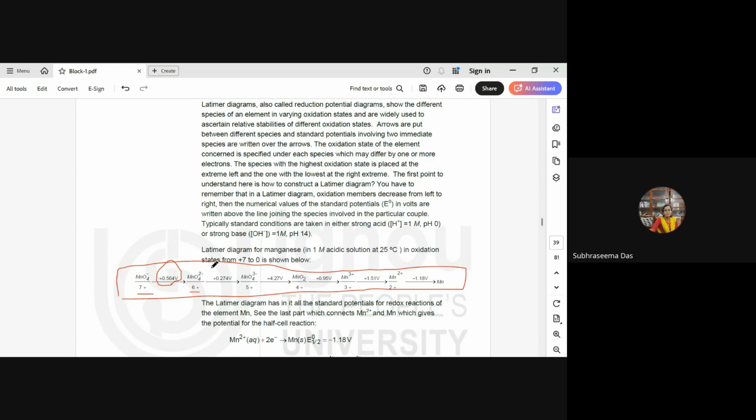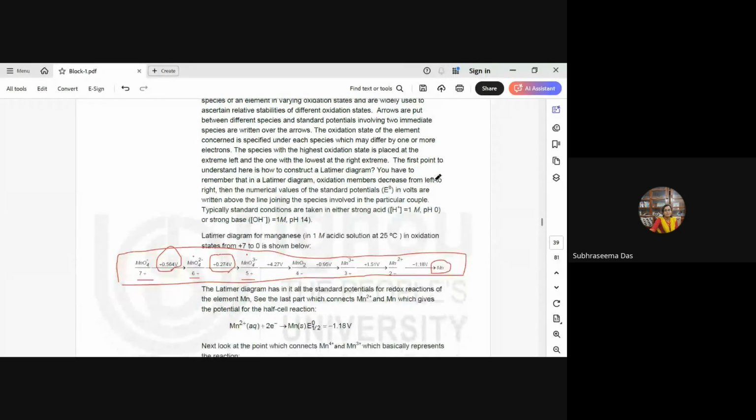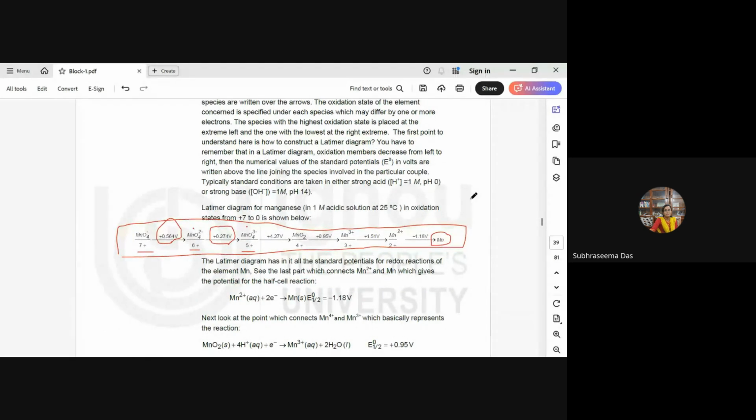In the subsequent step, MnO4 2 minus to MnO4 3 minus, there is a change in oxidation state: for manganese it was 6 plus, and here it is 5 plus, and the electrode potential is plus 0.274. Likewise, we can see the change in the electrode potential with the successive change in the oxidation state of manganese. So this is how a Latimer diagram is useful.